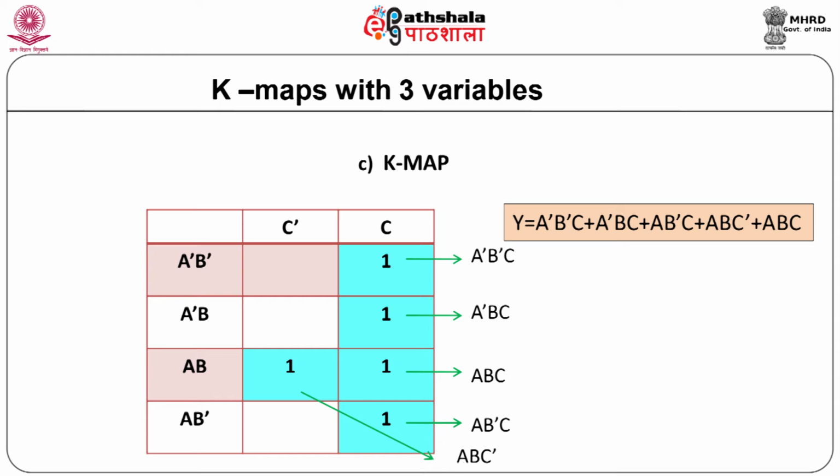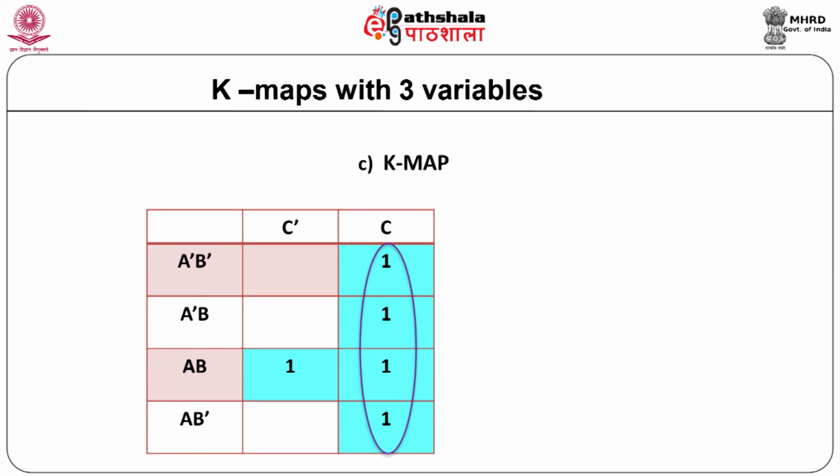By visual inspection, we can see in the column C, 4 terms could be grouped together and that forms the quad. Let us draw a circle around these 4 members. From this quad, we can see A and B variables are changing from one term to another. Thereby, we can eliminate A and B and C remains unchanged.